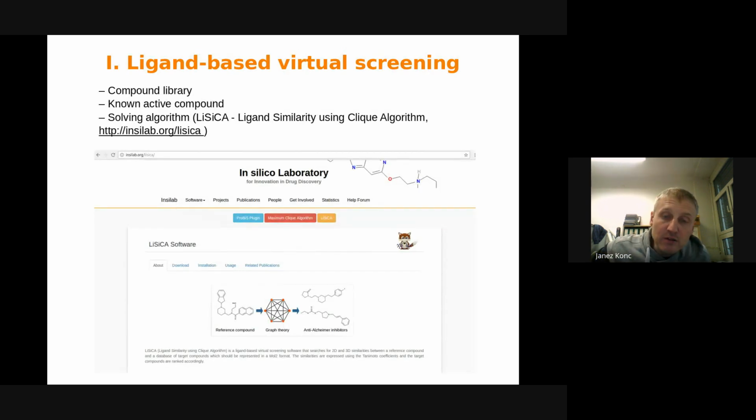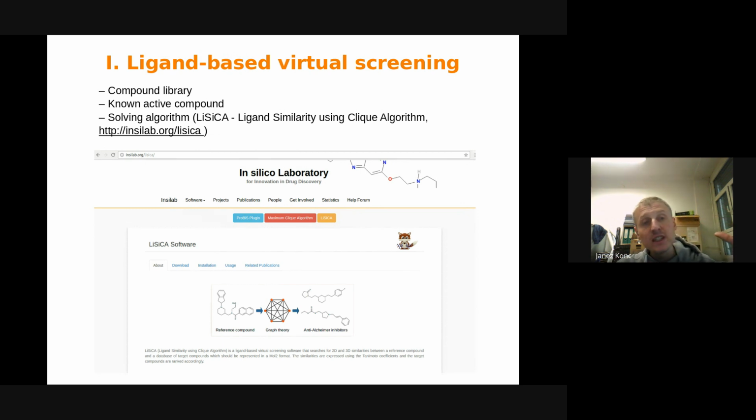So today we are going to go using our tools that we developed through both of these processes, for both types of virtual screening. So for ligand-based virtual screening, as I already said, we need a compound library. Then we need a known active compound, for example, a known drug or a drug candidate or even an investigational drug.